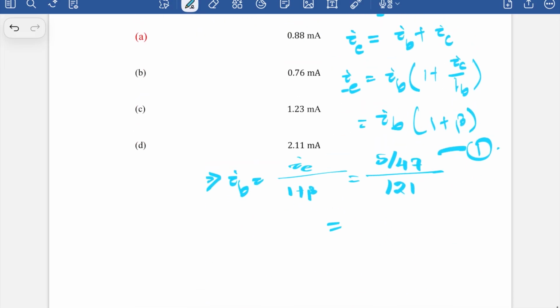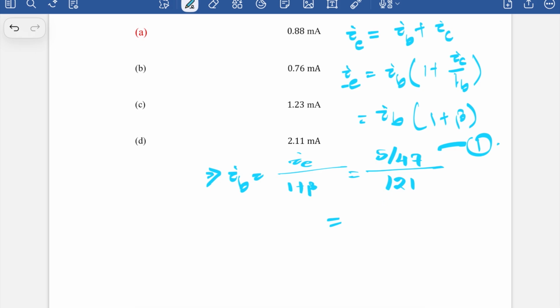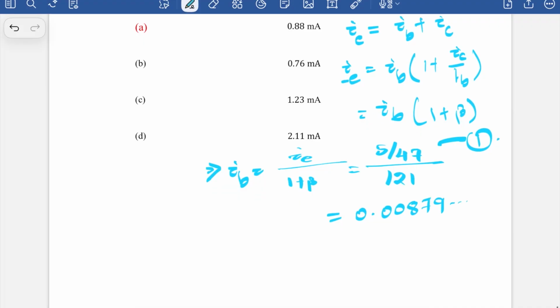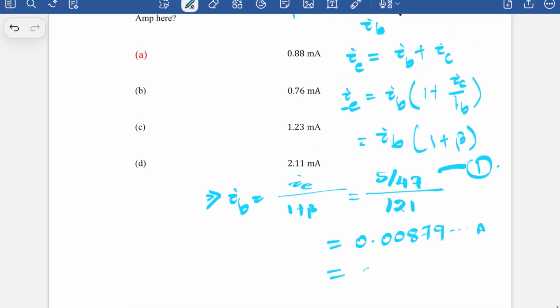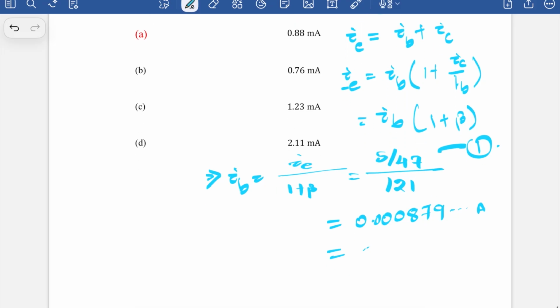If we solve, we will obtain this close to 0.00879 something ampere, which is equal to 0.88 milliampere. The correct option is this one.